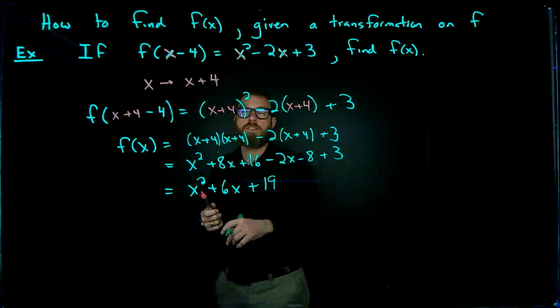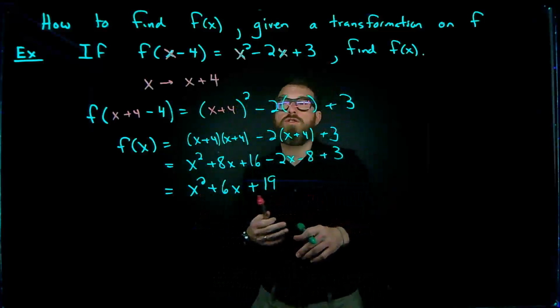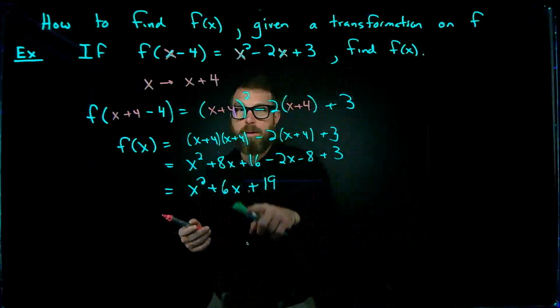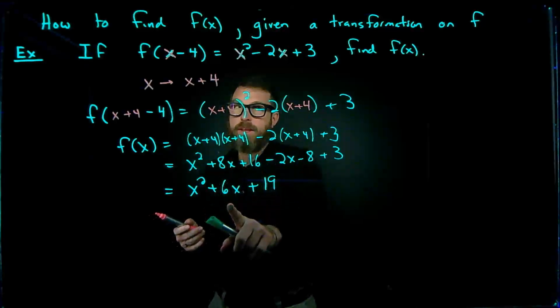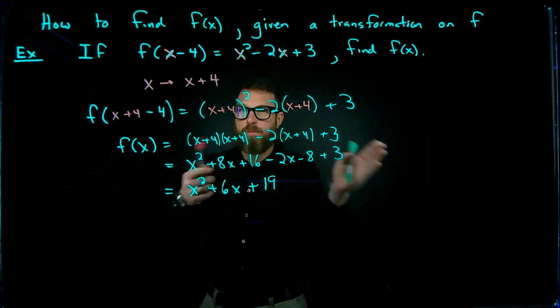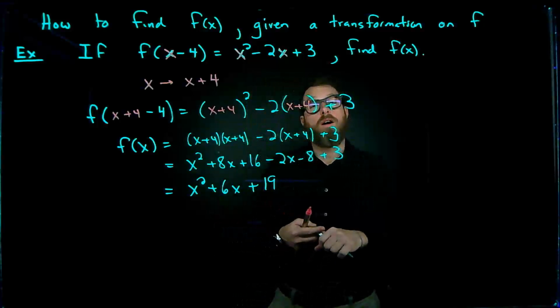What's interesting is if you graph these two functions, the graph of this and the graph of this are really nothing more than a shift, left and right, of 4 units.